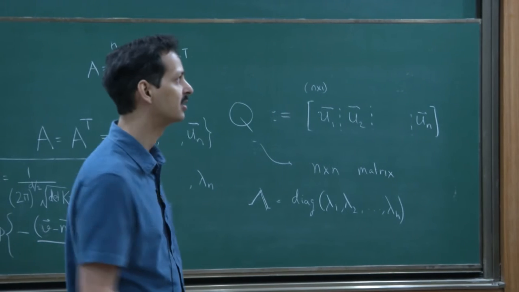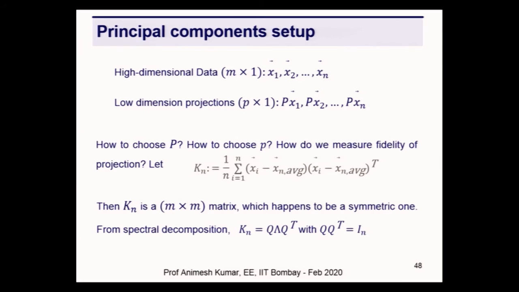You may just be presented with training data, which is x1 to xn. In the case of MNIST, it's those handwritten digits. And then you just somehow want to come up with this projection. All right. So how do we do this?